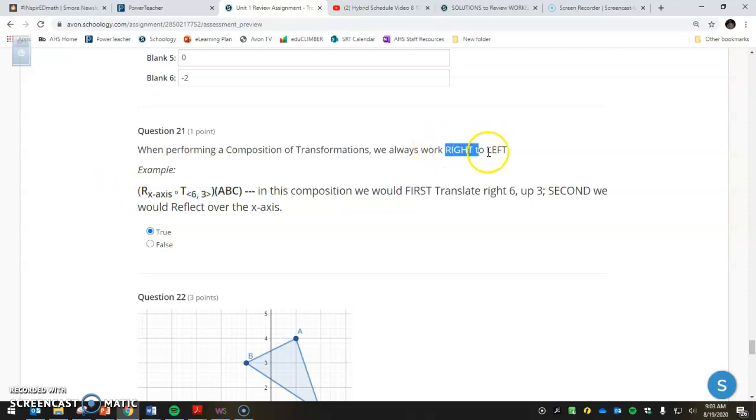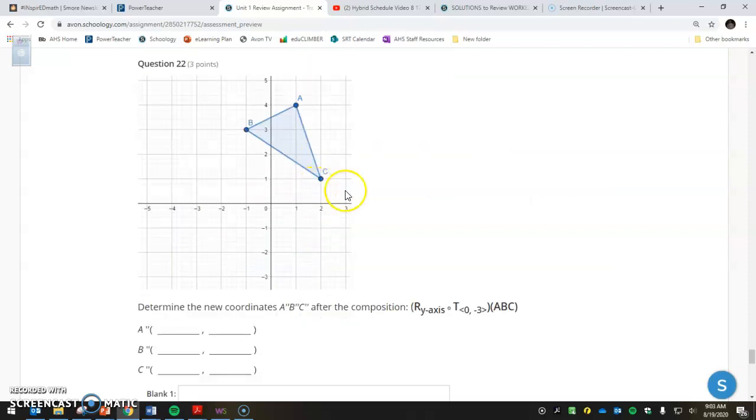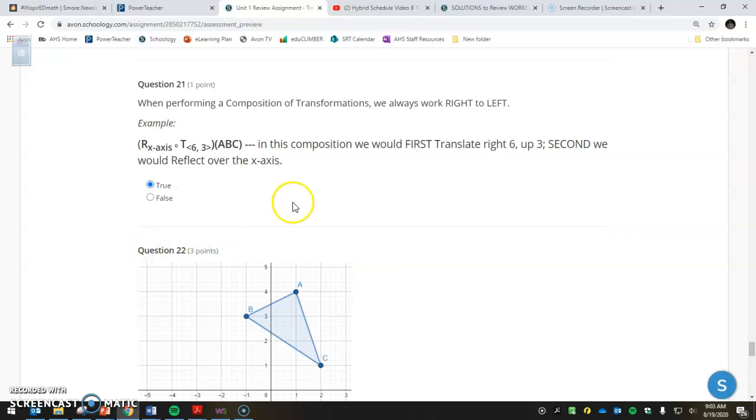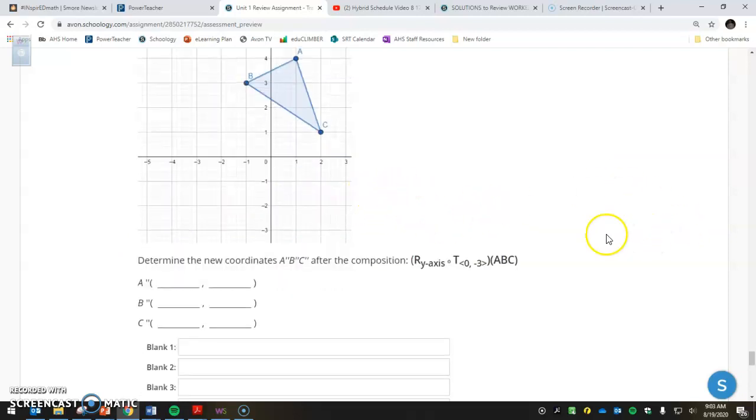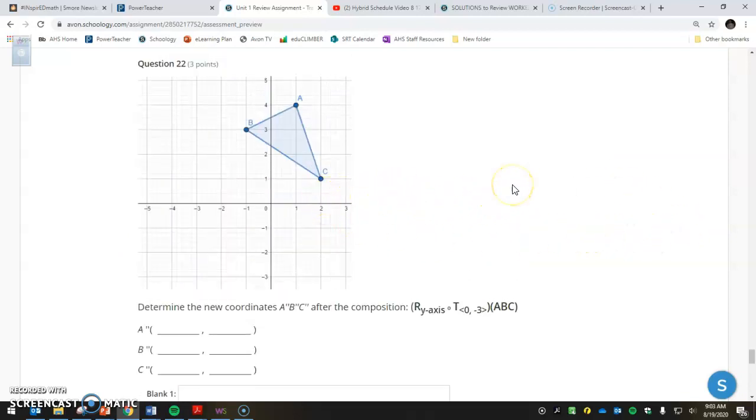So since we're working right to left with compositions, we would do the translation first. So we would first translate right 6 up 3. Then secondly, we would do the reflection over the x-axis. So that's how compositions work, always right to left. So we're going to basically do this for question 22.